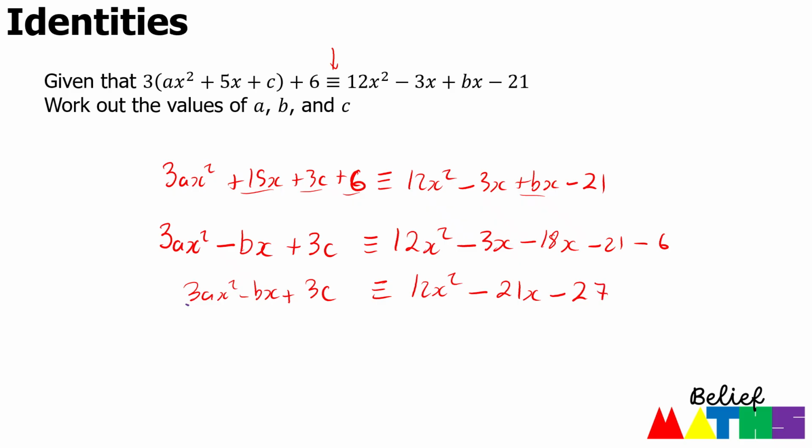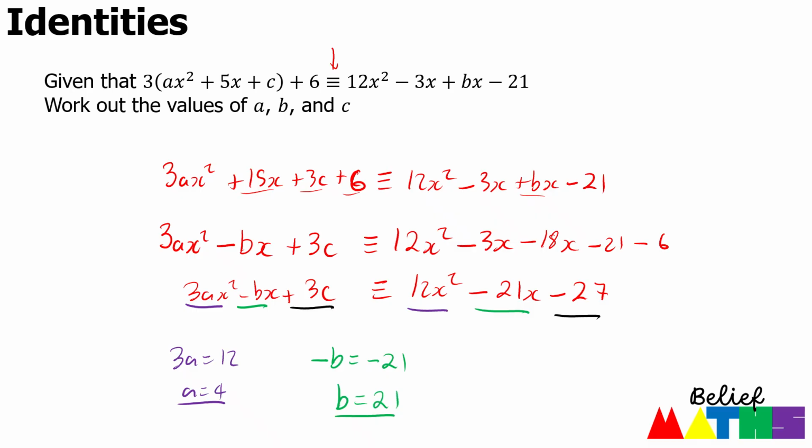Now we can start comparing them. If I look at our x squared terms, well, that tells us 3 times something x squared gives us 12, so therefore 3a equals 12, so a must be 4. Looking at our b, negative bx is negative 21, so negative b equals negative 21, so positive b must be positive 21. And then finally, to finish off, 3c equals minus 27, so c equals minus 27 divided by 3, which is minus 9. So a is 4, b is 21, and c is minus 9.